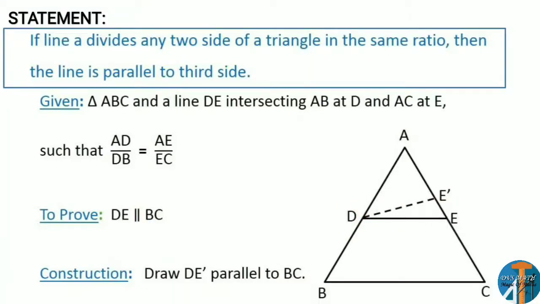Clear? So first write the given: triangle ABC and the line DE intersecting AB at D and AC at E, such that AD by DB is equal to AE by EC. The two sides of the triangle are divided in the same ratio. Next, what we have to prove: this line DE is parallel to BC. The construction: we take another line, DE dash, parallel to BC. Clear? Now let's go to the next step.